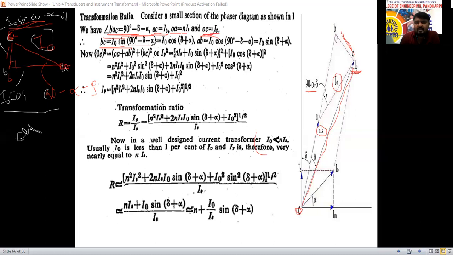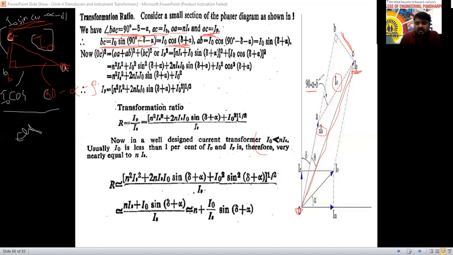Sine 90 minus theta, yes? Yes, sir. So that one only we have written. This minus we are going to consider as delta plus alpha, that is theta here. So sine 90 minus delta minus alpha we are going to convert into cos delta plus alpha here. So I naught cos delta plus alpha. That is called BC we have identified.